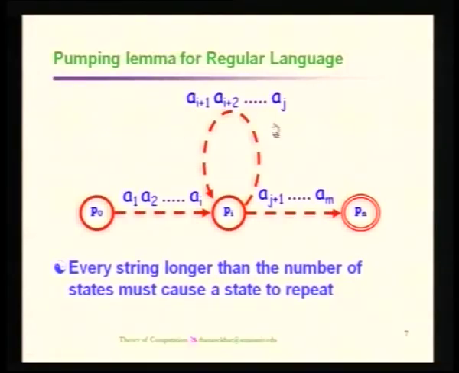So, first we are having an automata. The pumping lemma proof is completely based on proof by contradiction. Proof by contradiction means if you are given a language L, first of all we will assume that it is going to be a regular language, and if it is regular, then there will be a finite automata like this for that language.